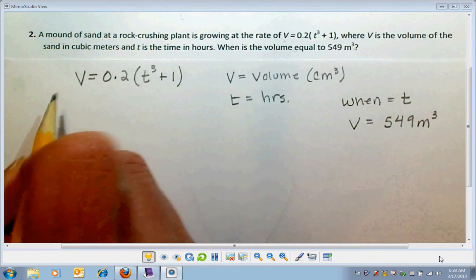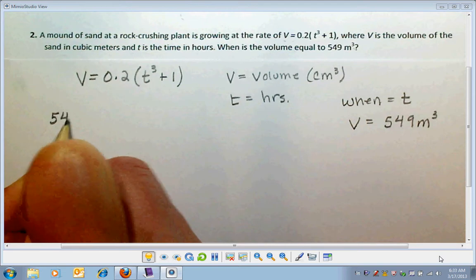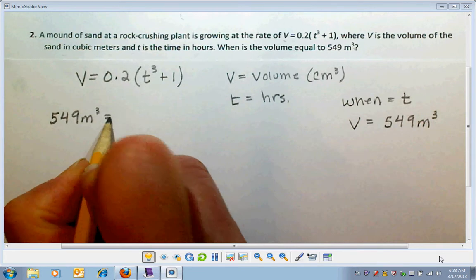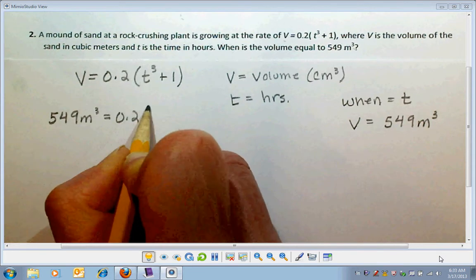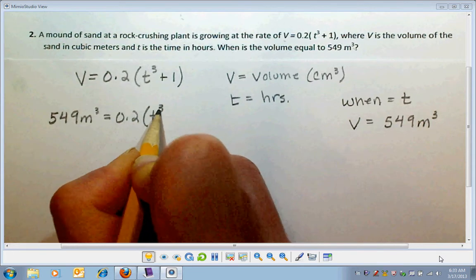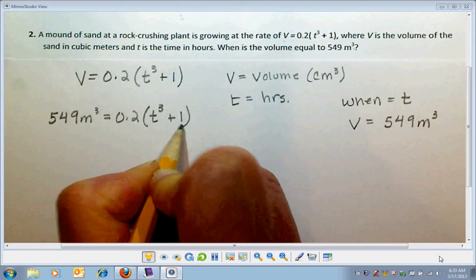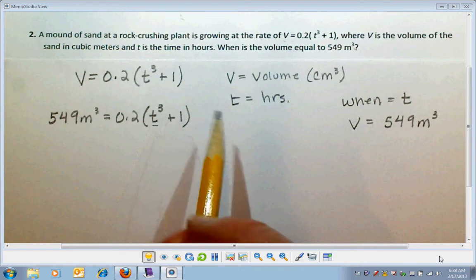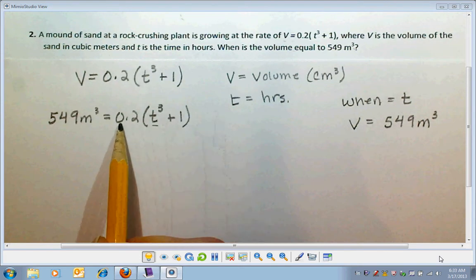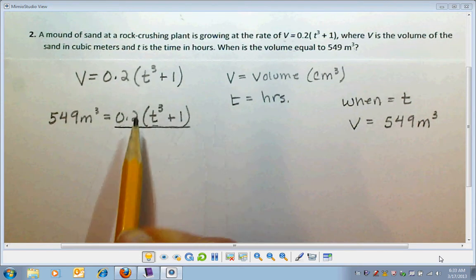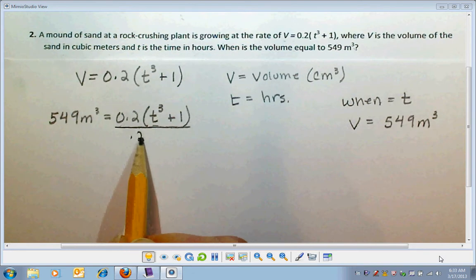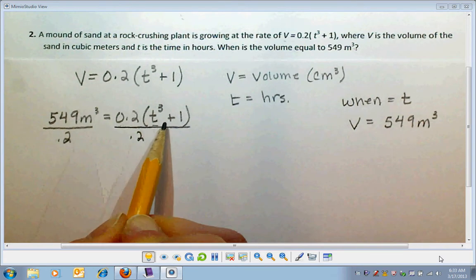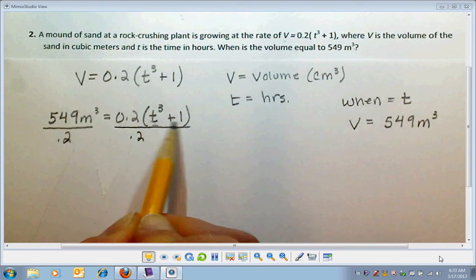So if I substitute this in, I have 549 cubic meters is equal to 0.2 times, well, I'm looking for t, so I'm going to leave that as t. So since I want to get t by itself, I have to divide by 0.2 on both sides before I can do anything else, because this is one number in parentheses.